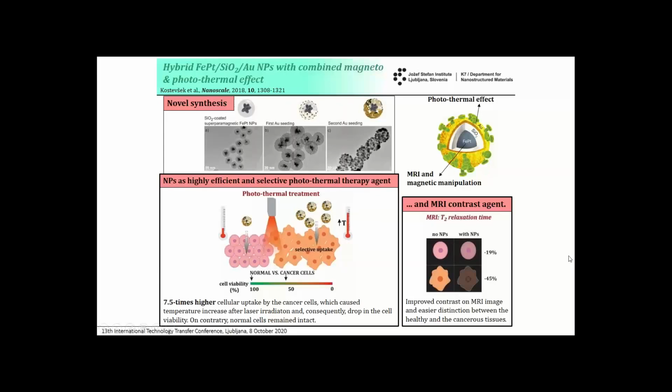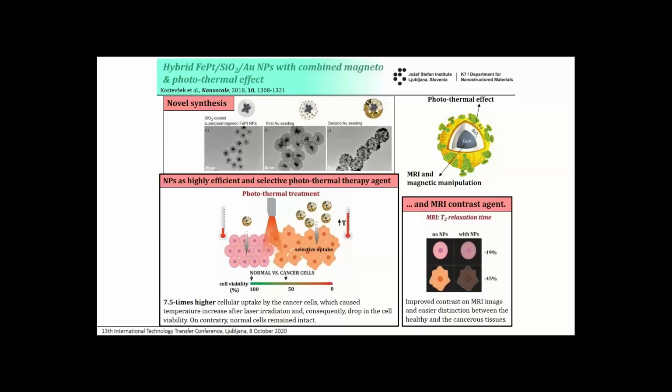Then we irradiated normal and cancer cells, and what happened? Normal cells, of course, didn't heat up after the exposure to the lower energy laser light, because practically there were no nanoparticles present in the cells, and that's why cell viability remained high. On the contrary, the cancer cells strongly heat up because of the presence of the nanostructures, and the cell viability dropped by more than 40% already after one cycle of the treatment. This is 10 minutes of laser irradiation.